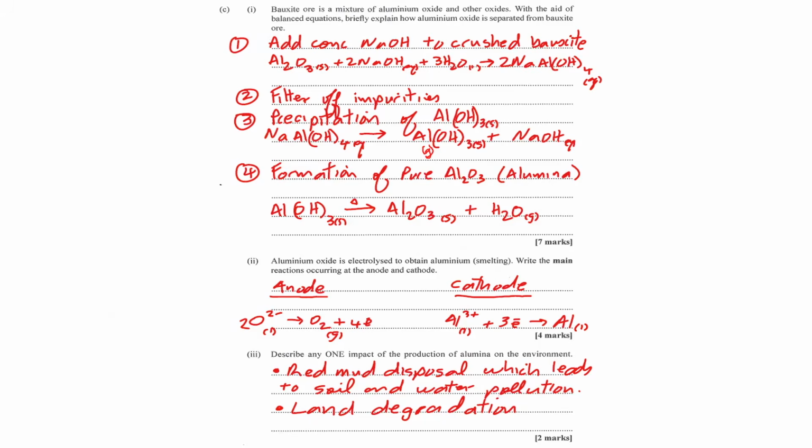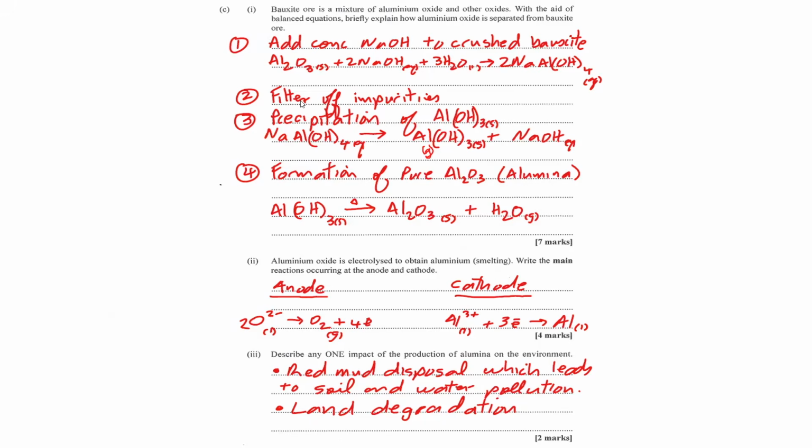The silicon dioxide, it is slightly acidic, therefore will react with the sodium hydroxide. However, it will form silicates, which is a precipitate, and that now can be precipitated off with the other impurities, leaving your aluminum oxide in solution.